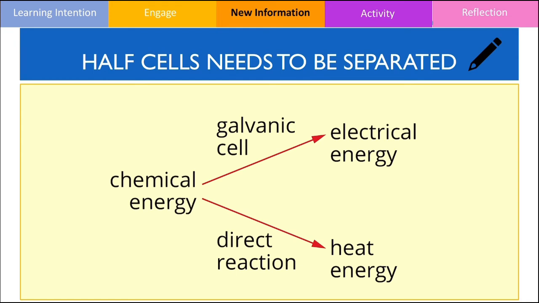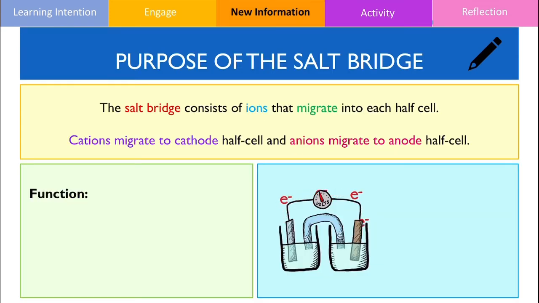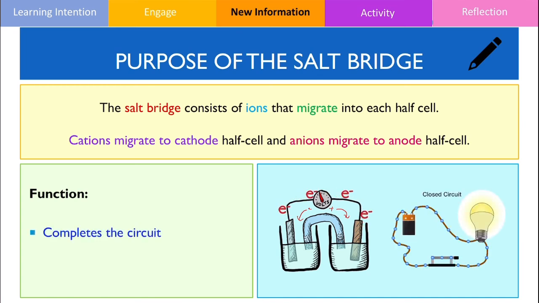I would now like to discuss the function of the salt bridge. A salt bridge is a device which contains ions that migrate into each half cell. As I've mentioned earlier, the cations of the salt bridge move towards the cathode, and the anions of the salt bridge move towards the anode. There are two functions of the salt bridge. Firstly, the salt bridge helps complete the circuit, which means it is designed to help create an uninterrupted closed loop. And secondly, the salt bridge helps prevent the accumulation of charge.